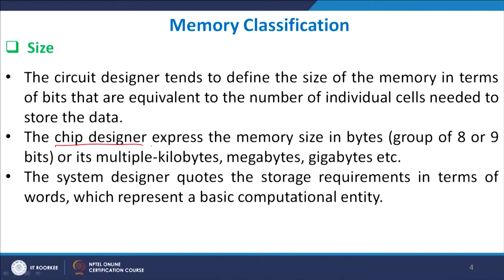Let me come to the memory classification, where we define that one core of memory will store maybe 1 bit of data. If you have one memory core, we will see that later on, it stores 1 bit of data. Typically, chip designers express memory size in bytes, so a group of 8 bits we represent as a byte. We can also represent it in terms of multiples like kilobytes, megabytes or gigabytes, as in cache memory. Whereas the system designer will express it in terms of words, how many words you are storing, which is the basic computational entity for the memory in a sense.